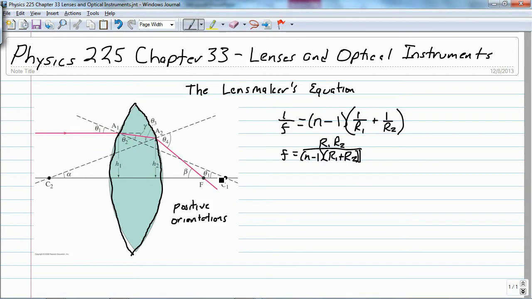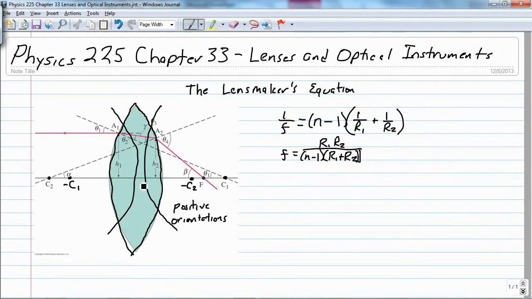Now, with this being positive orientation, if R1 is negative, then that means that our C1 is going to be on the other side. So this would be negative C1. And if C2 is negative, then it's going to be on the right-hand side, so that's negative C2. So that'll make a double concave lens in that case, because our surfaces will look something similar to this.